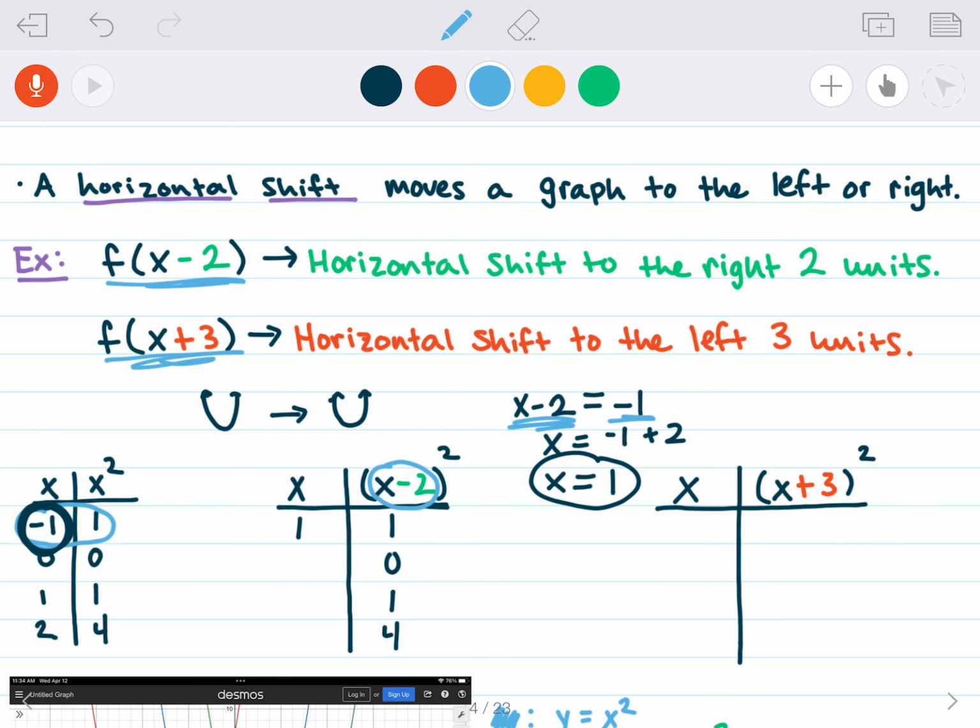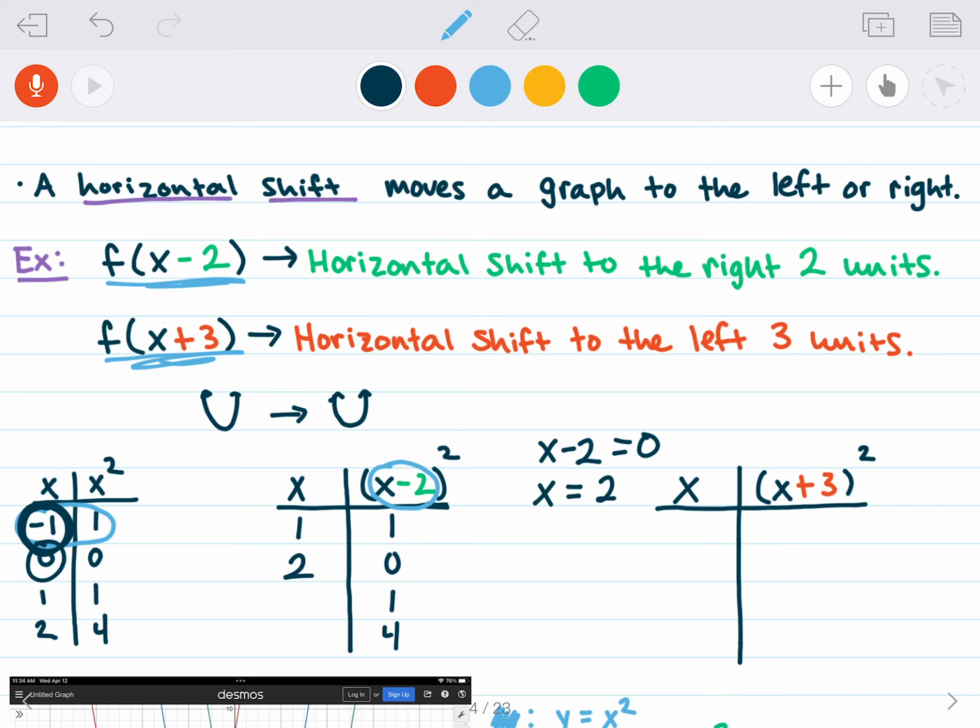And that gives us, when we solve, our new input, which is 1. So let's do the next one. We want our new input, x minus 2, to equal our old input, which is 0. Adding 2 to both sides, we get x equals 2. So I shifted from 0 to the right 2 units to get x equals 2.